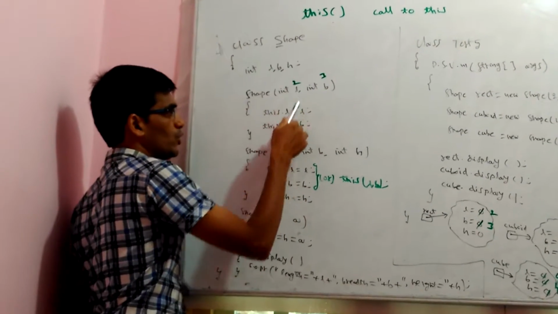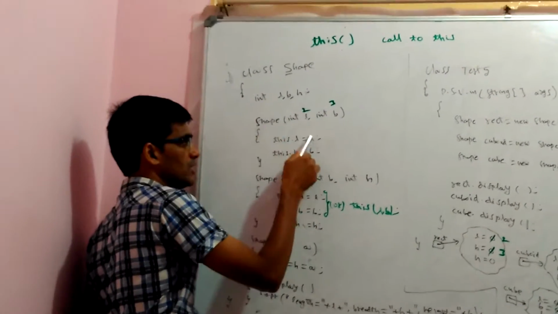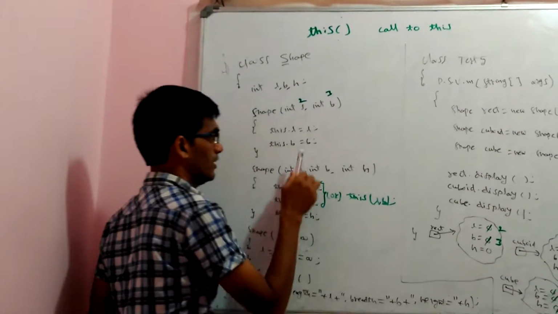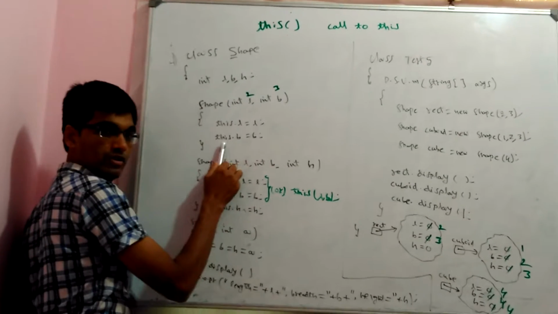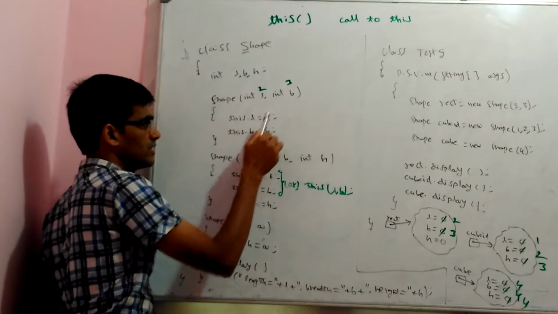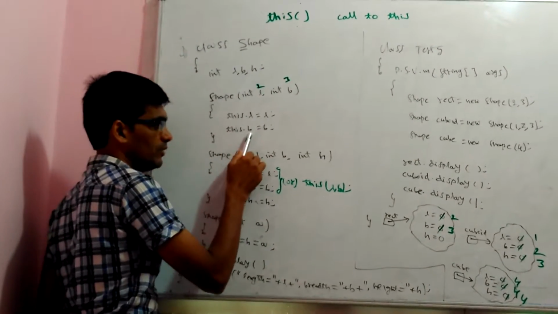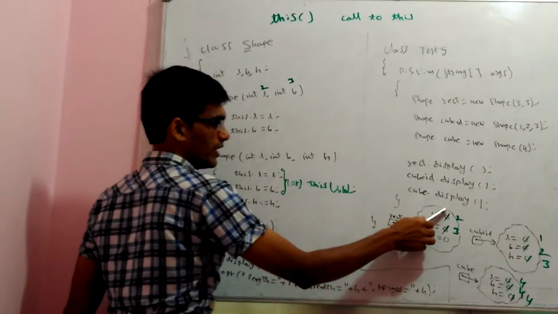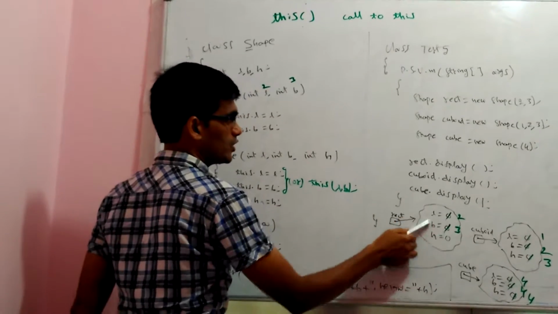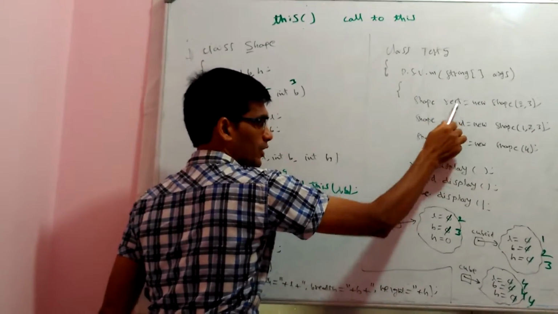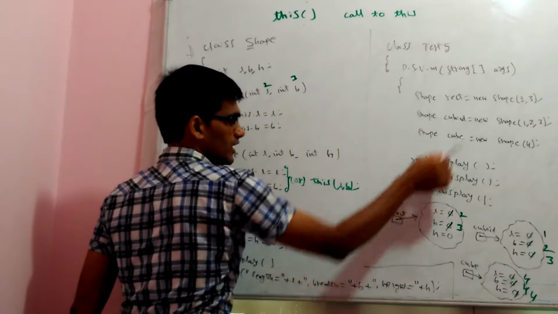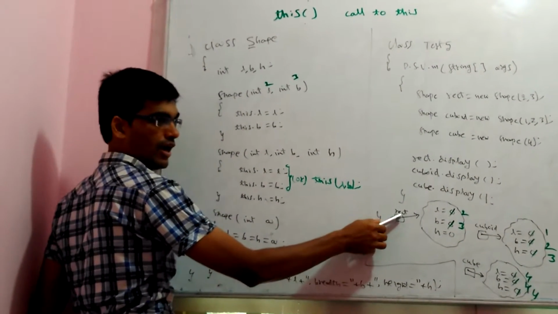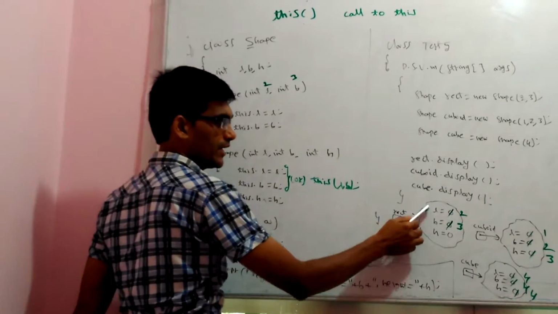So L contains 2. This dot L is equal to L means this 2 will be assigned to this dot L. Here the B value 3 is coming. When we say this dot B is equal to B, this 3 will come and be stored into this object's B value. So the B value will be overwritten with 3. These values come here and are stored here. And which object reference is it stored in? The Shape reference rect. This object, after it is created, is stored using the reference variable called rect. So rect is pointing to this object.